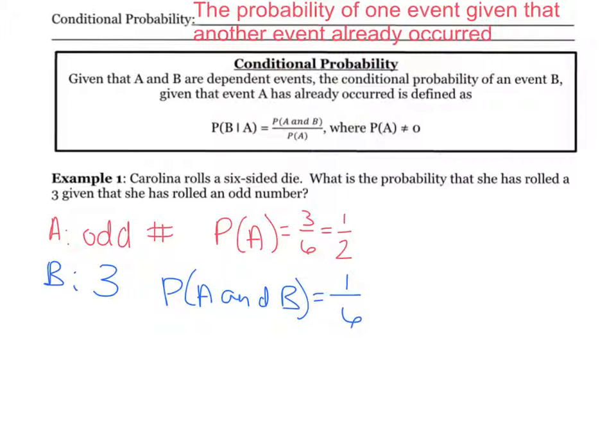So now we're just going to go ahead and plug these into our formula. We have the probability of A and B on top, and the probability of A and B is 1/6, divided by the probability of A, and in this case that's 1/2. So we have 1/6 divided by 1/2, and that's going to give us 1/3.